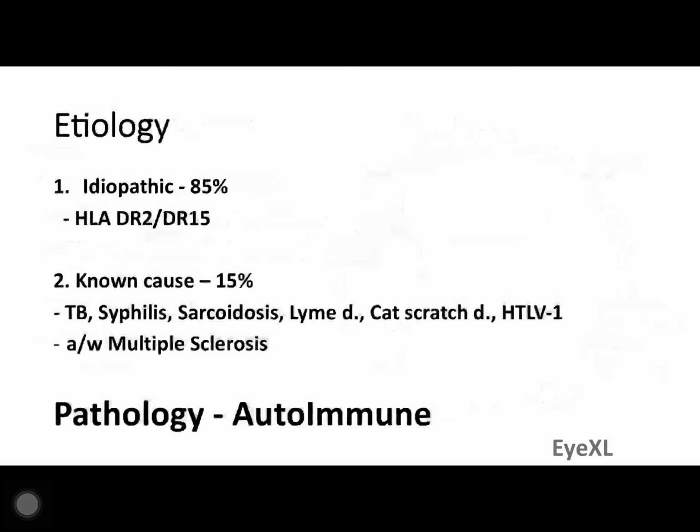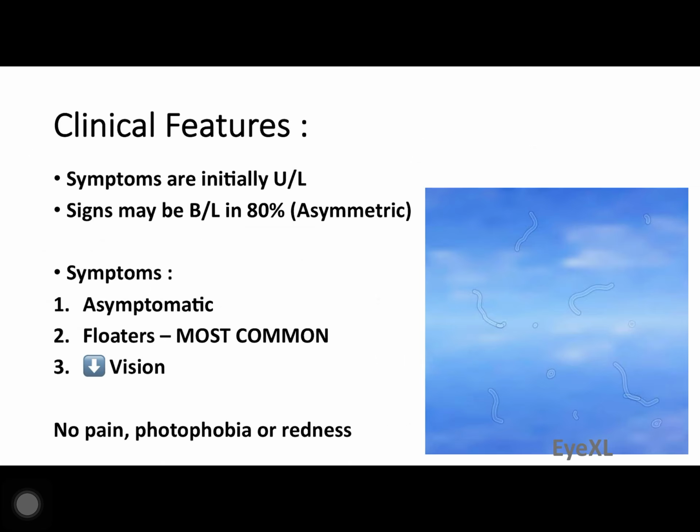And although not a cause, a known association is multiple sclerosis with intermediate uveitis. The basic pathology in intermediate uveitis is autoimmune. Very little infective component is seen. Actually, no infective component is seen. It is mostly autoimmune. And to brush up on the pathology, I would again recommend you go back to the anterior uveitis lecture. So what clinical features will you see?